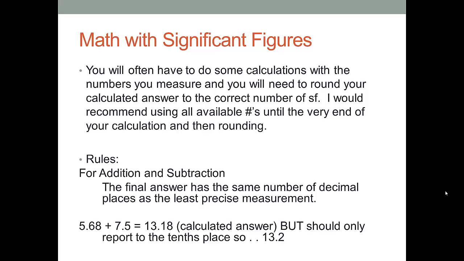The first are for addition and subtraction. We don't do a whole lot of addition and subtraction, but just in case it comes up, the final answer should have the same number of decimal places as the least precise measurement. So for example, if I have 5.68 plus 7.5 equals 13.18 on your calculator, you can only go as far as the tenths place. You're going to round that to 13.2 because 7.5 only goes to the tenths place, while 5.68 goes to the hundredths place. You want to use the least precise measurement.